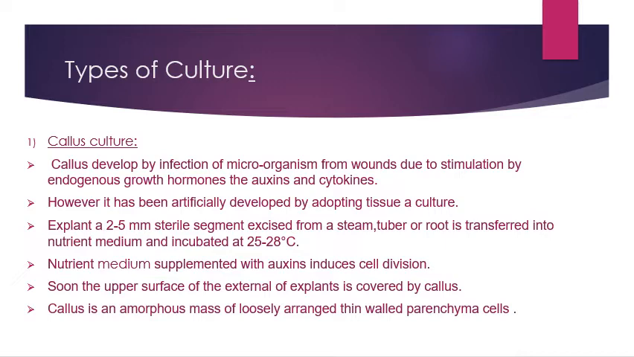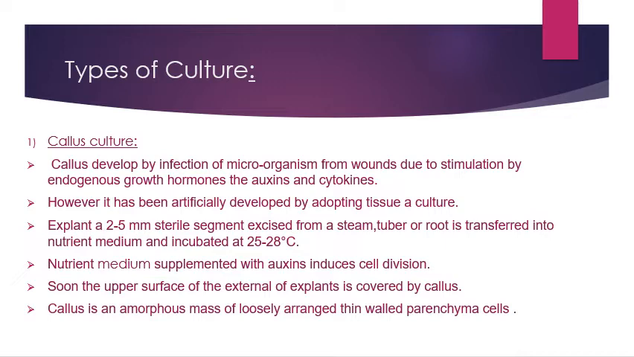An explant, a 2 to 5 millimeter sterile segment excised from a stem, tuber or root, is transferred into nutrient medium and incubated at 25 to 28 degrees Celsius. Nutrient medium supplemented with auxins induces cell division. Soon the upper surface of the explant is covered by callus.